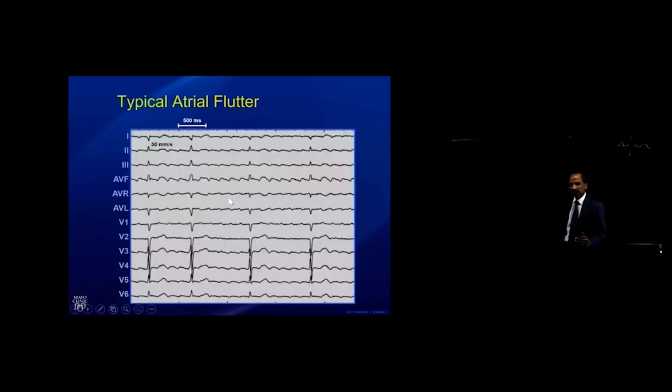Focus initially in this discussion and in our careers is with the flutter that's most studied and we know best how to ablate. And we'll spend a little bit of time about that and why the difficulties we have in the cases of typical flutter help us when we have difficulties in today's flutters.